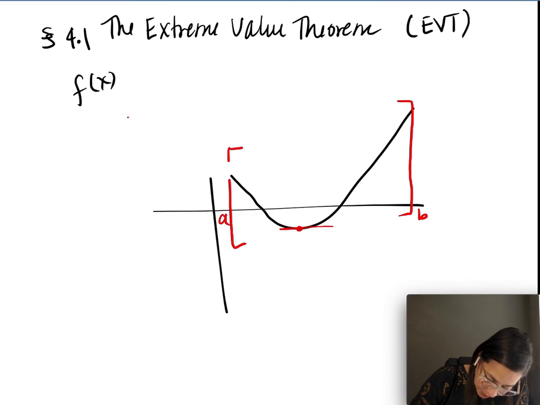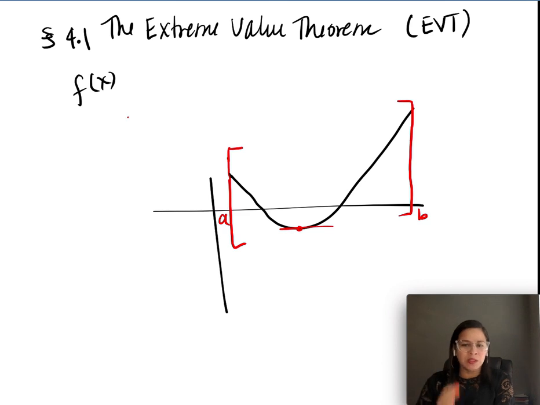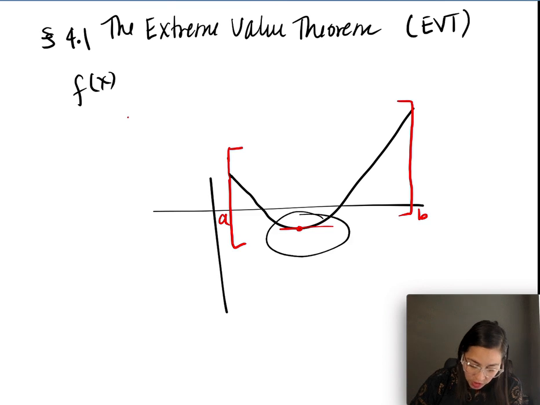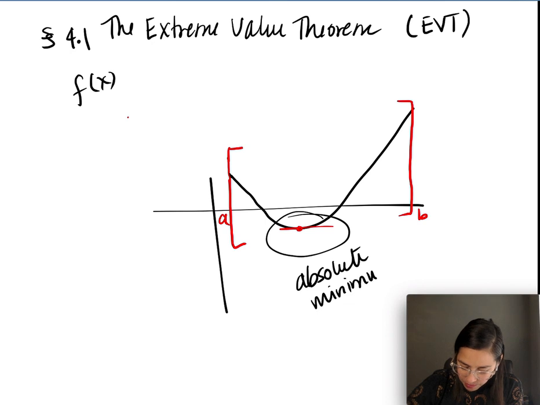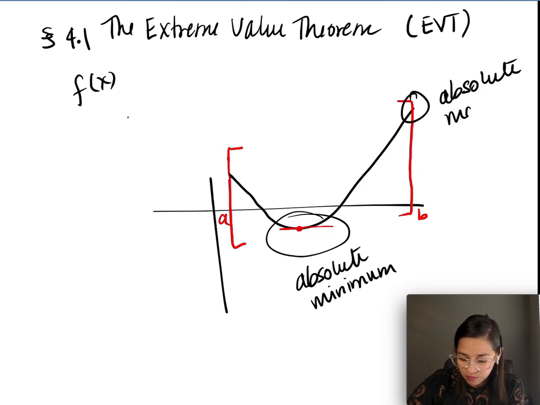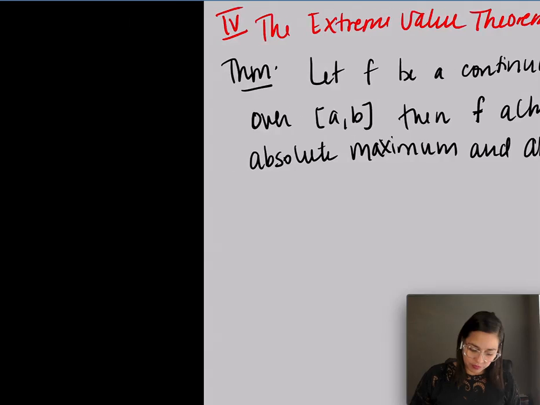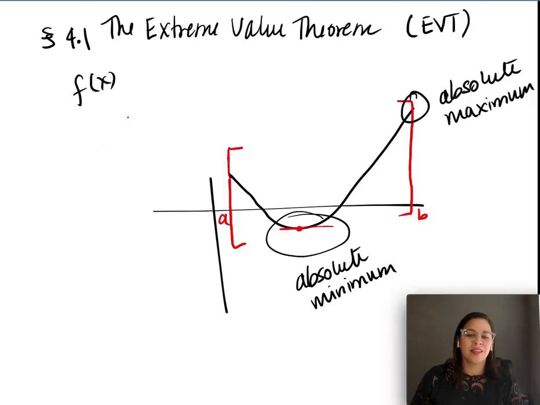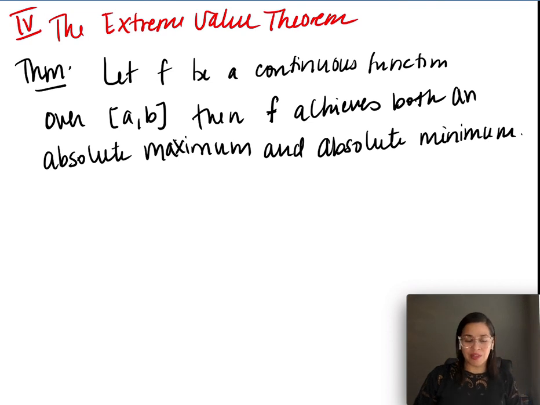So that tells me that. Now, can we find absolute maximum and absolute minimum? Absolutely, right? Just by looking at it, you see that this still is my absolute, and this here will be my absolute minimum. And this will be my absolute maximum. And this is the extreme value theorem, okay? This is exactly what the extreme value theorem says.